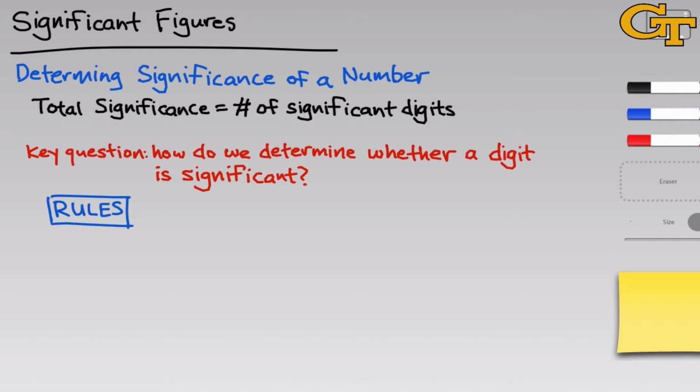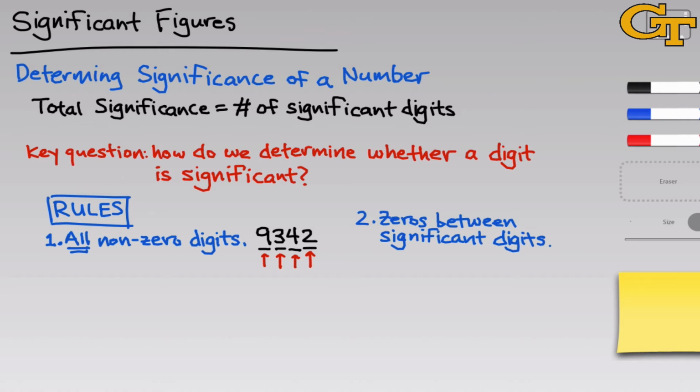So there are four big rules to keep in mind when we're determining the significance of a digit within a number. The first is that all non-zero digits are significant. And this makes sense. Non-zero digits are obviously essential to the value of a number. In the number 9,342, if we changed any of those digits, that would change the value of the number. So all four of those are significant. This number has four significant digits.